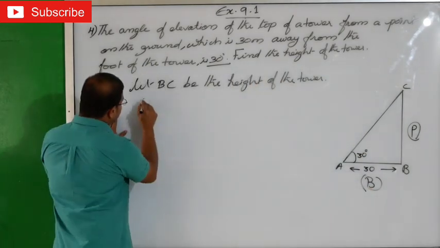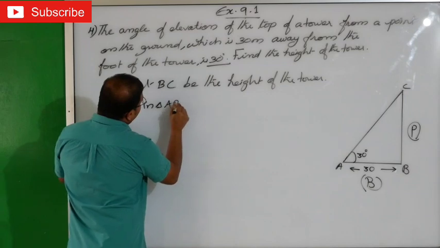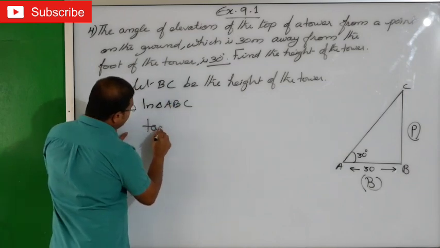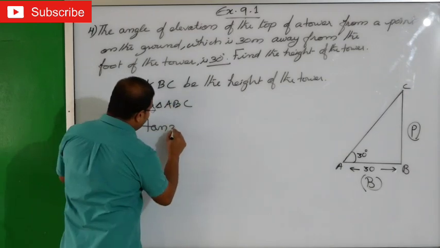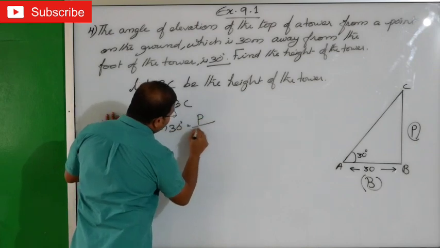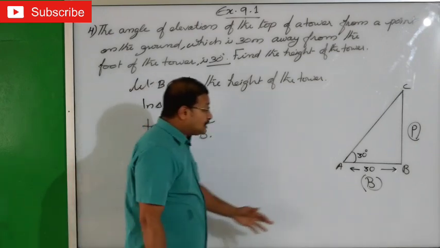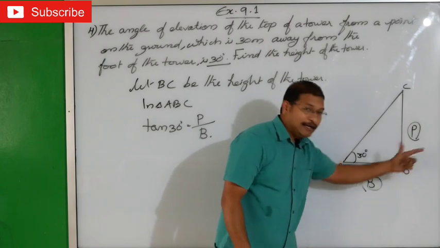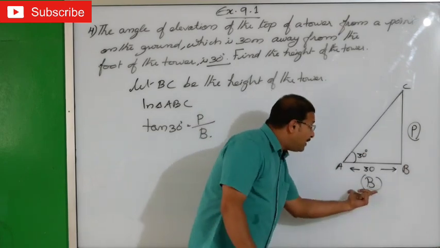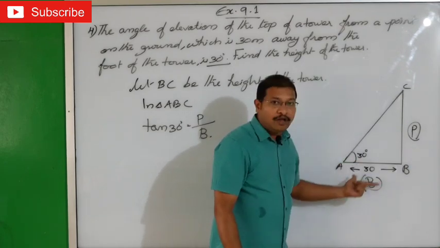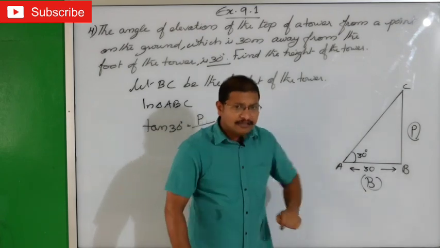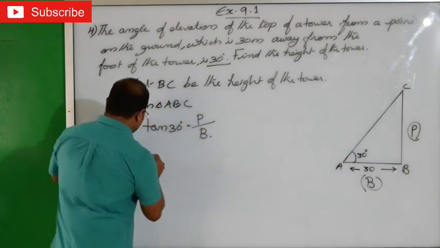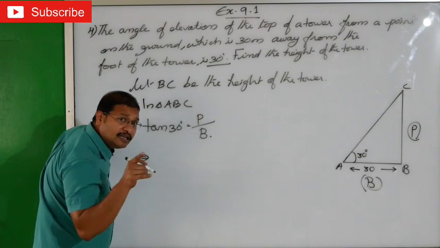Tan. In triangle ABC, tan 30 degree equals perpendicular by base. Which side is given, which is required? These two we will compare. So base and perpendicular, we got tan, isn't it? Okay, this implies, what is the value of tan 30?